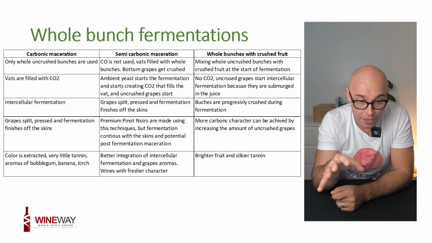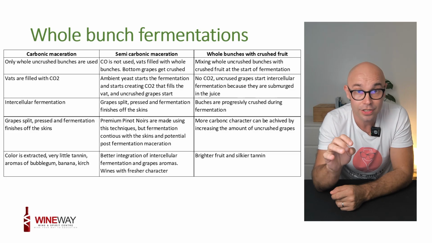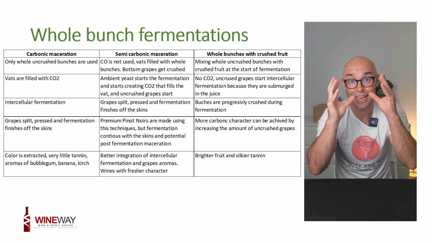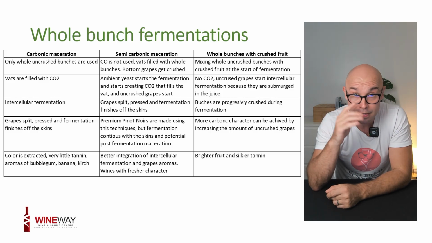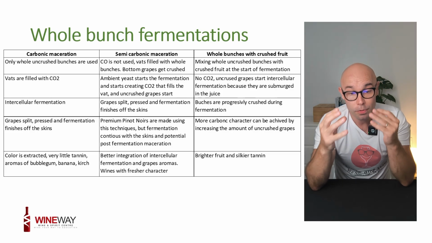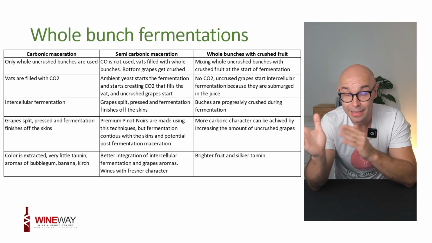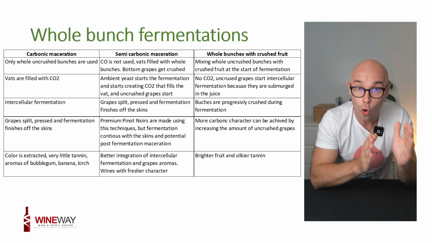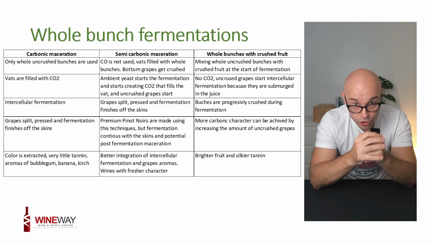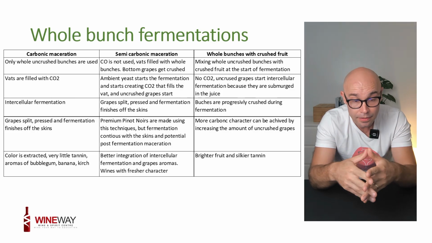Ambient yeast will start the fermentation, creating CO2 that will fill the vat, and the uncrushed grape starts the intercellular fermentation on top. Grapes split. After the grapes split, the option is to press the grapes and for the fermentation to finish off the skin, like for the full carbonic maceration, or to crush all the grapes, and for the grapes to continue fermentation on the skins.